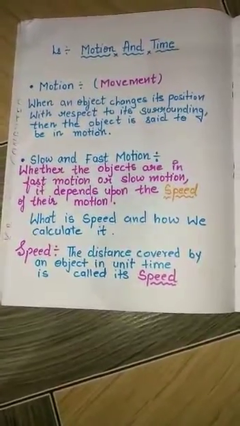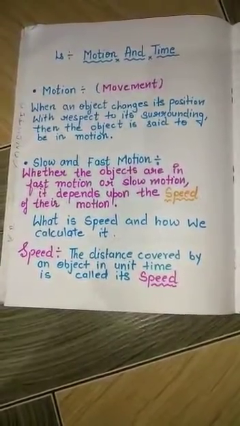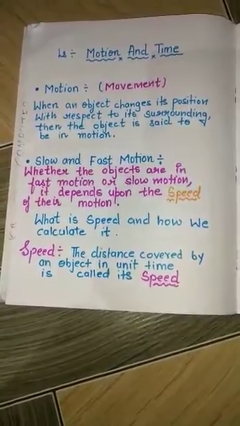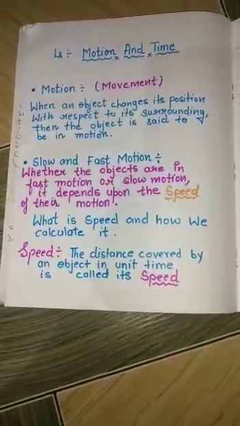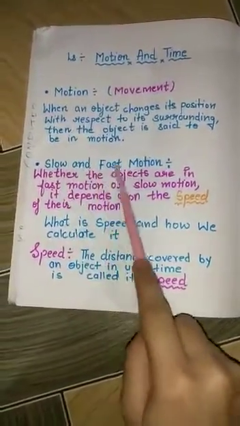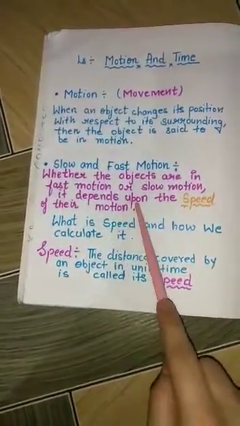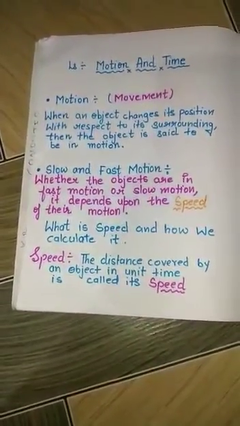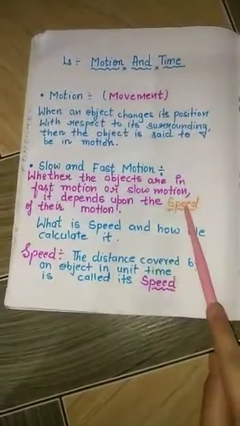For example, a car. When a car moves, it changes its position from one place to another with respect to its surrounding, and that is called motion. Whether the motion is fast or slow, let's study how we find out. Whether objects are in fast motion or slow motion depends upon the speed of their motion.